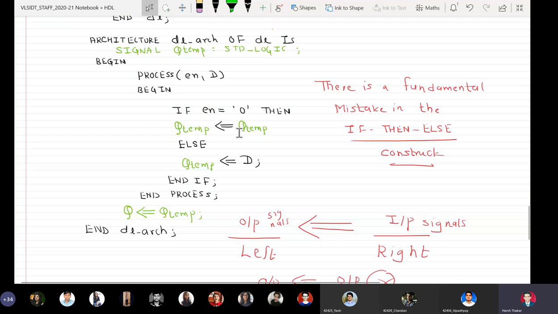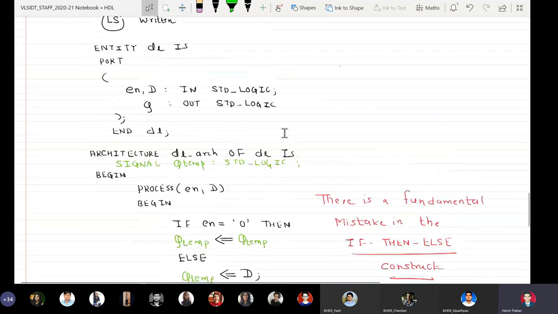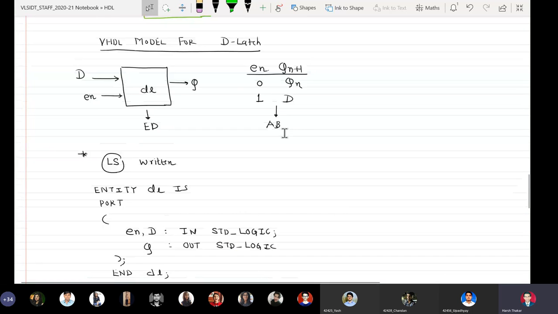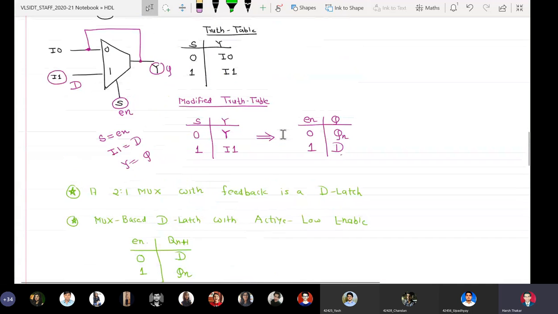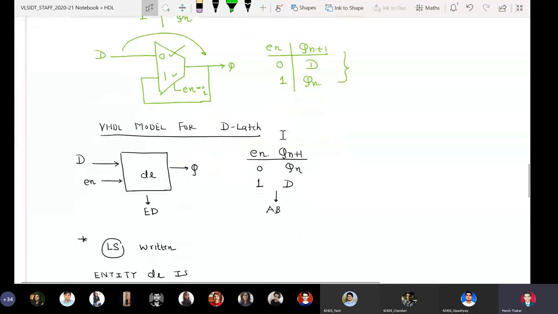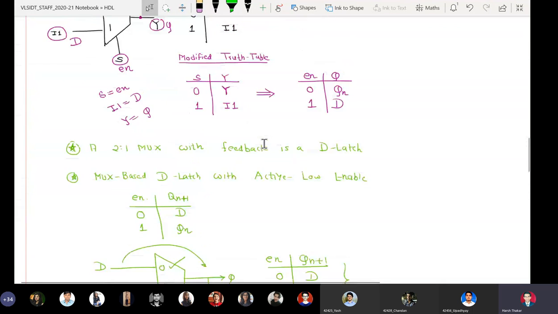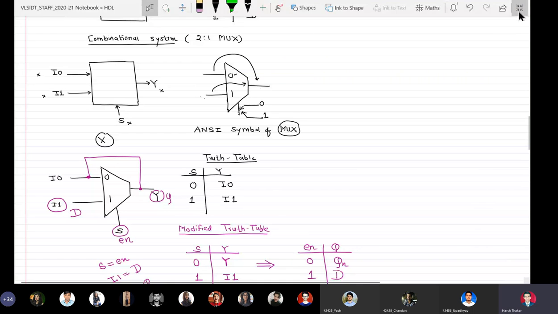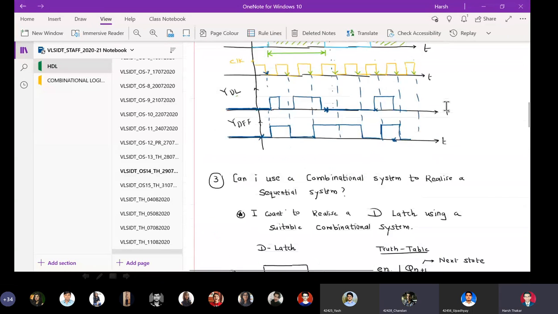Somebody's message is coming, I can't understand anything, no problem. In Friday's class we will actually write the program for this. We'll write the test bench also, and in the simulation when we get everything correct we'll come to it. Yes sir, you are right. So we will write the VHDL model for D latch, and we'll also write the VHDL model for a multiplexer which is converted into a D latch.